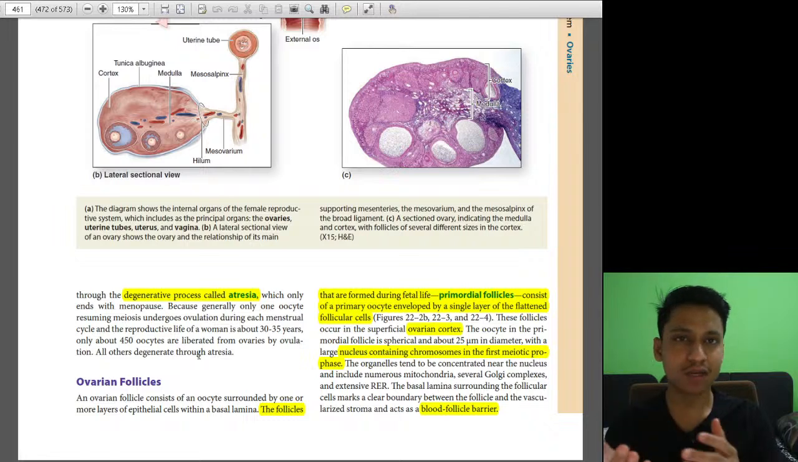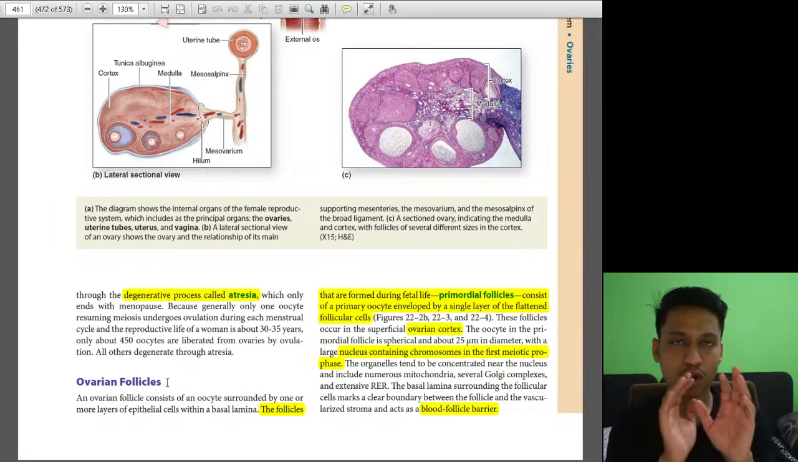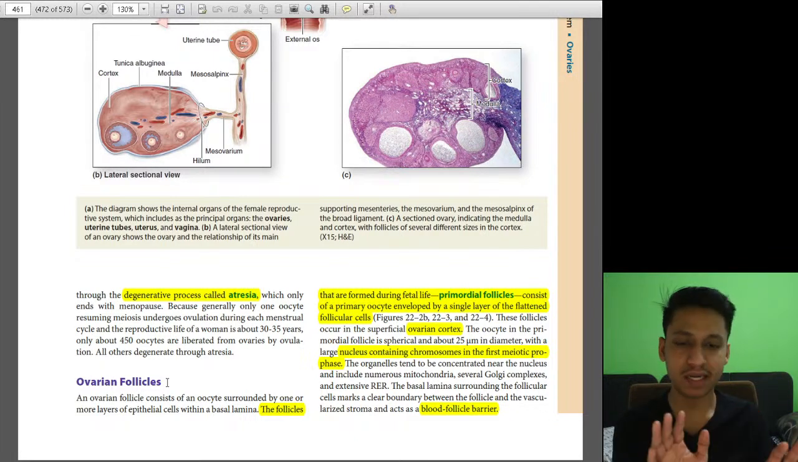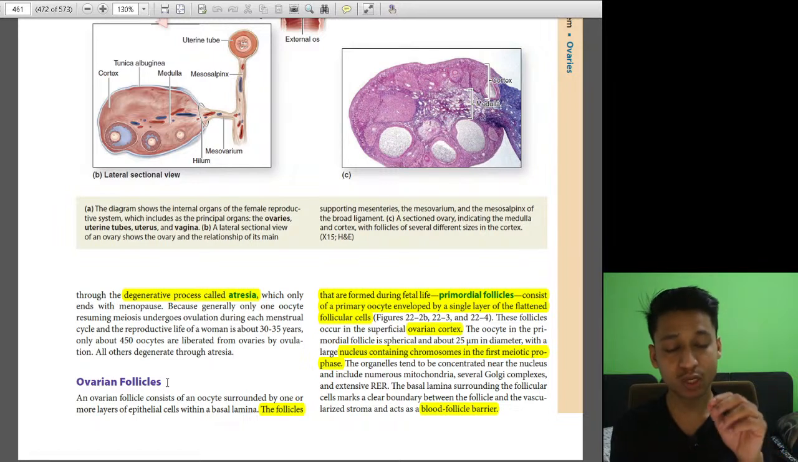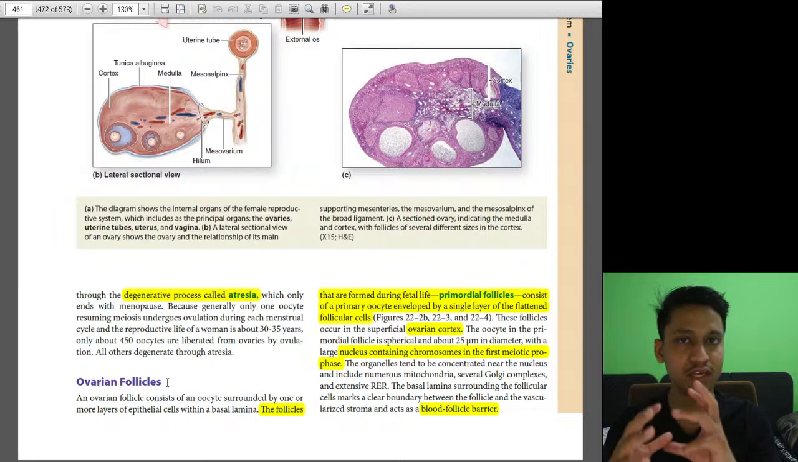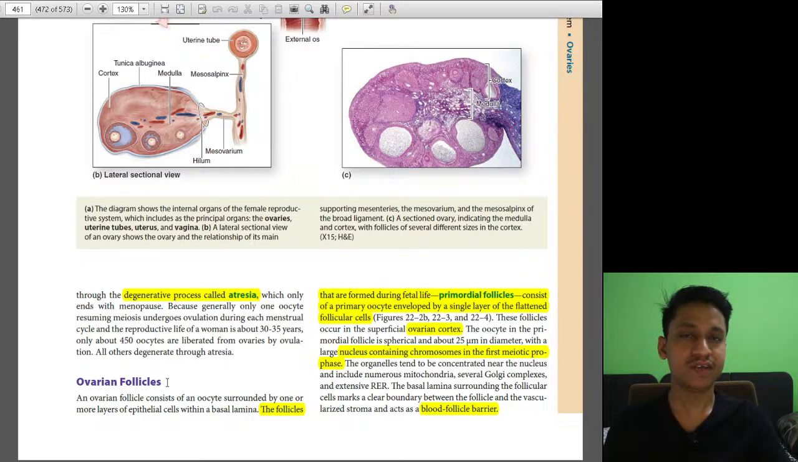Rest all of them undergo an atresia. Okay. What are ovarian follicles? We know of the primary follicle now. We have a primary oocyte surrounded with flattened follicular cells. That is a follicle. But let's see what ovarian follicles are, what happens to them later, how they grow, and what events they follow.